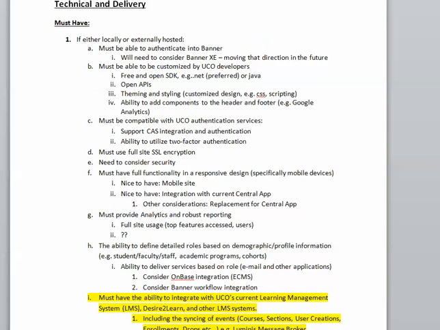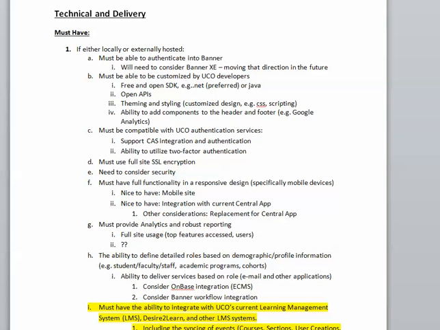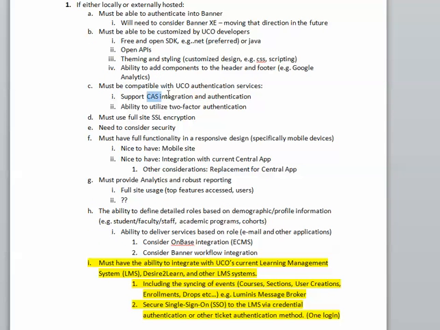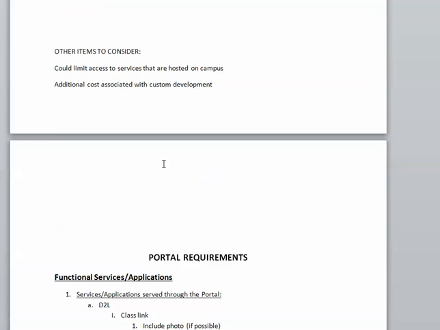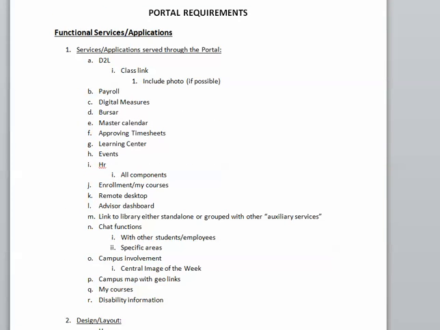and they actually had some other pages early on that says technical. So maybe these would have been more non-functional requirements that they were going through, and things like must be able to authenticate into Banner, must use open APIs, must support the login system called CAS, must support SSL encryption. So hopefully this gives you an idea of how IT people, in terms of non-functional requirements, are looking at things that it has to have versus what it needs to have from an end user standpoint.